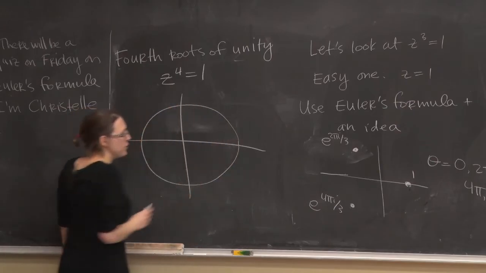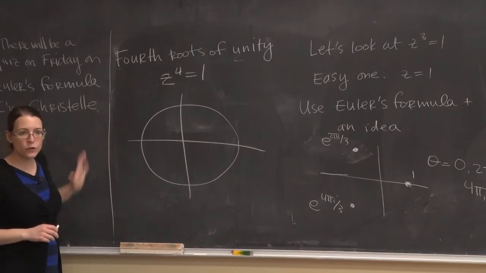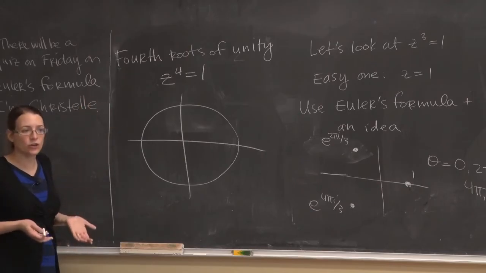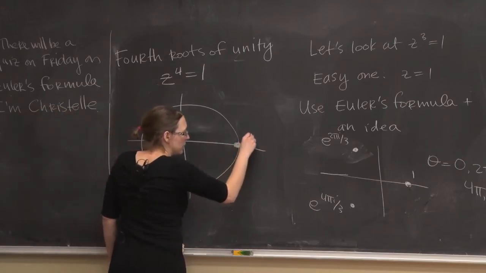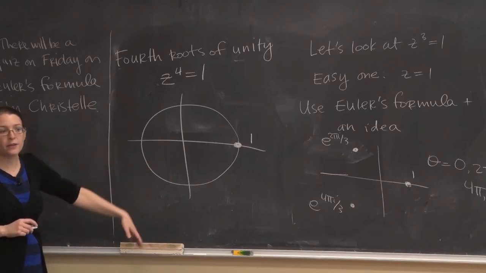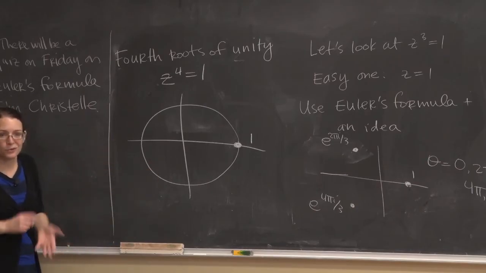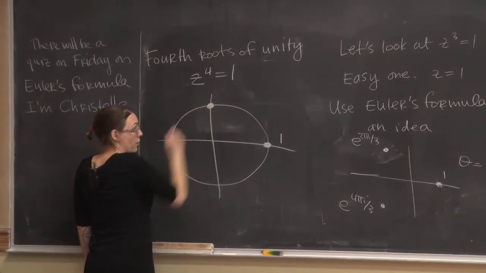So this is going to be my unit circle. And the 4 roots are going to be on the unit circle. Now they're going to be 90 degrees apart. So 1 is definitely a 4th root of unity. 1 is an everything root of unity, right? You raise it to any power, it's still 1. This is a 4th root of unity.